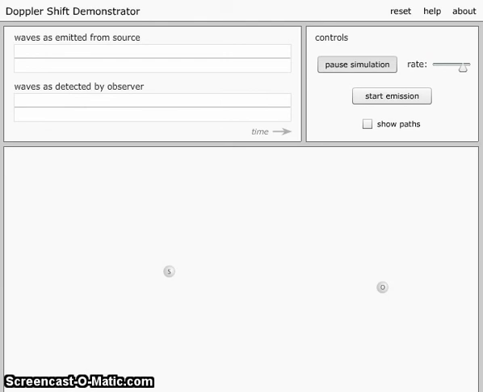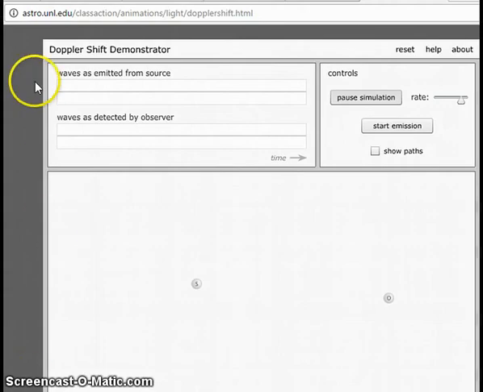And if you are curious about running this simulation yourself, hang on, I'll pause it and I'll show you. Okay, up here at the top, there's the web address if you wanted to go and run the simulation yourself, and I encourage you to do that if you would like. Okay, this is one of the things that helps astronomers understand how things are moving in the universe.